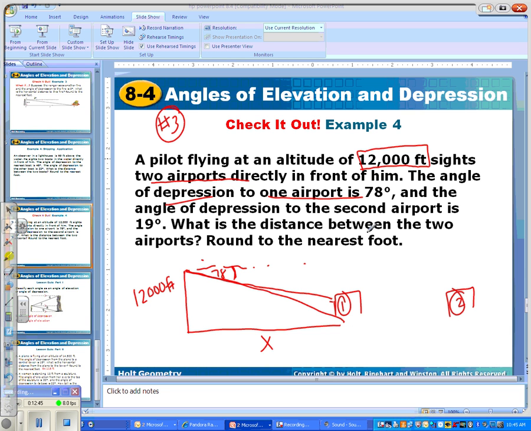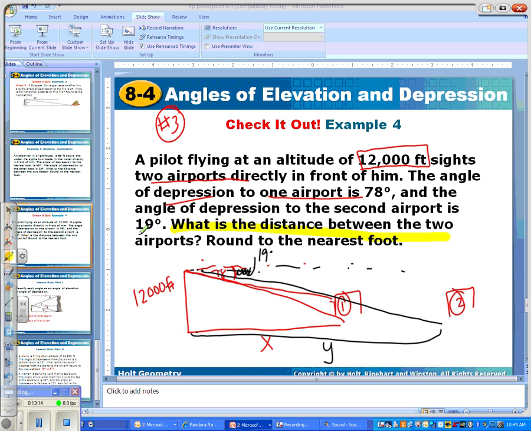The second one says the angle of depression to the second airport is 19 degrees. So I'm going to draw that in black. So here's the horizon again. Okay, angle of depression. So his line of sight, or her line of sight, to the second airport. This angle of depression right here is only 19 degrees. So you have 2 triangles here, and you want to figure out how far away is he from the second one. Okay, so what's the distance between the 2 airports? That's the ultimate question that you're trying to figure out.